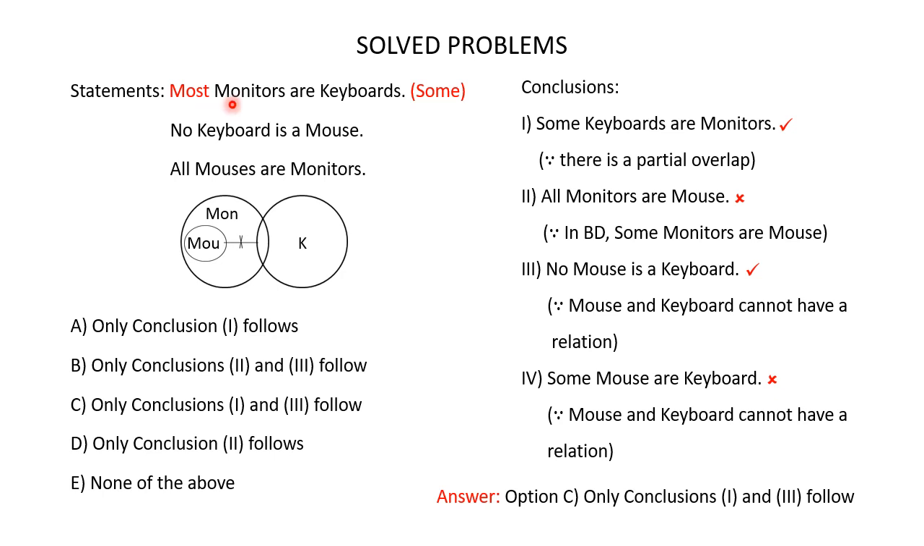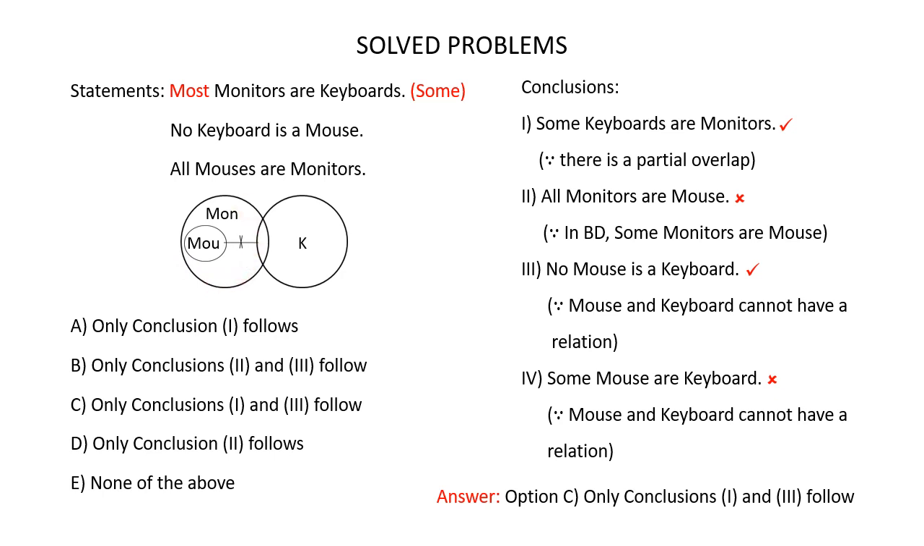Most monitors are keyboards. Now the word most here means some. So the statement now becomes some monitors are keyboards. So let's draw a Venn diagram for some monitors are keyboards. So in the Venn diagram, there has to be a partial overlap between monitors and keyboards. No keyboard is a mouse. We'll look at this statement later. All mouses are monitors. So in the Venn diagram, all mouses should be inside monitors.